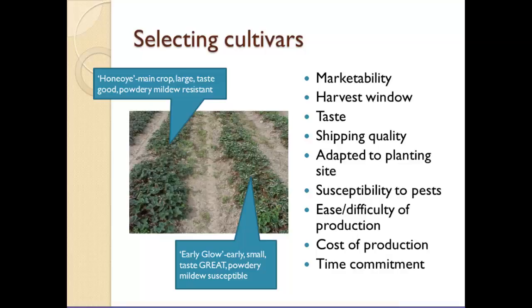And I also want to point out time commitment. Surprisingly, so many times when I'm out making visits and asking about some problem, the answer is, I just didn't have time to take care of it. Go into all of these slowly so that you can manage your time and see how it works for you. These are all really important.